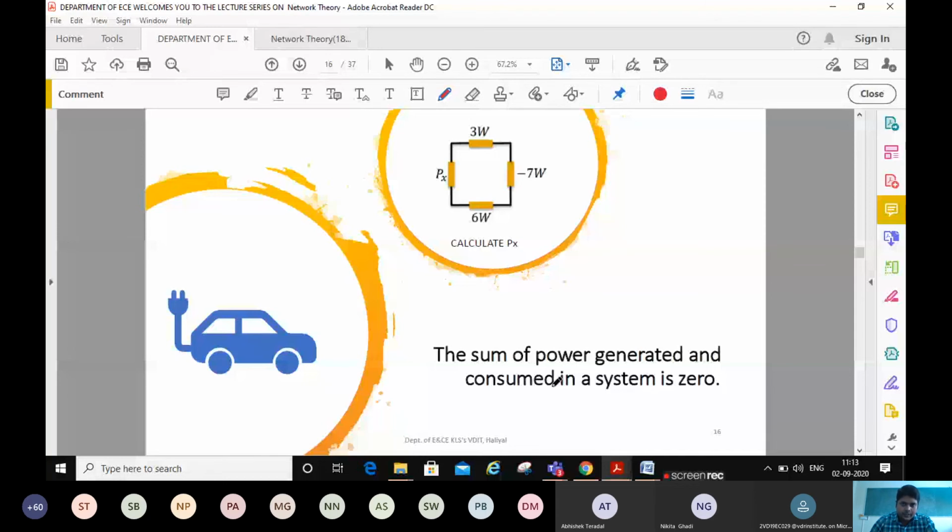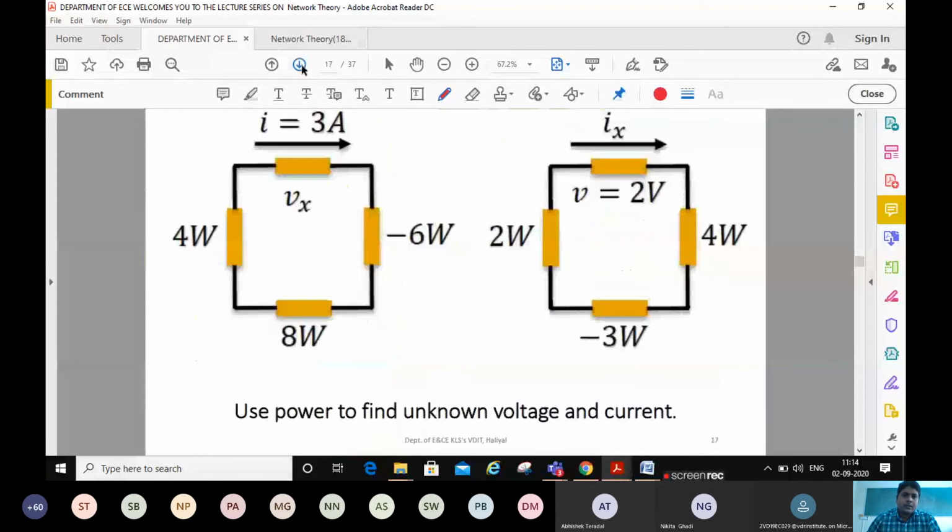If you just write it as P of x plus 3 plus of minus 7 plus 6 equal to 0, and calculate Px, that turns out to be minus 2 watts. And please note down these two things.